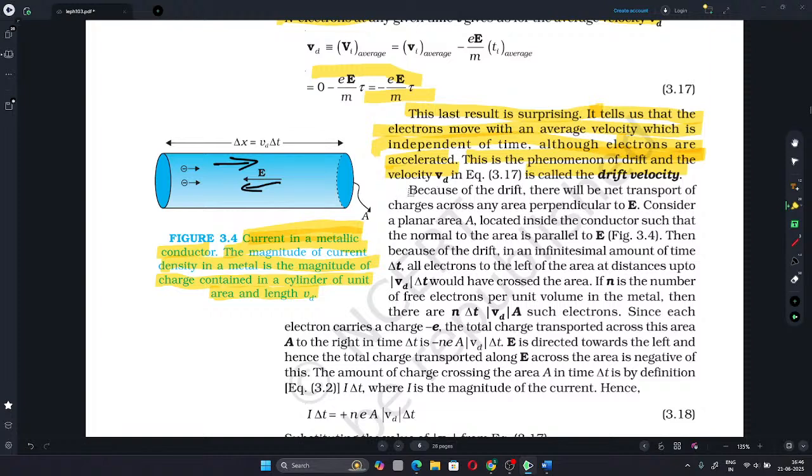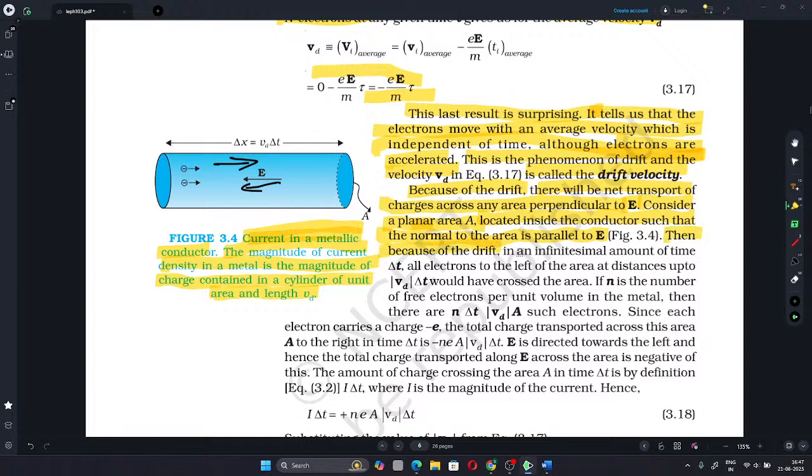Drift velocity. Because of the drift, there will be net transport of charges across any area perpendicular to E. Consider a planar area A located inside the conductor such that the normal to the area is parallel to E.